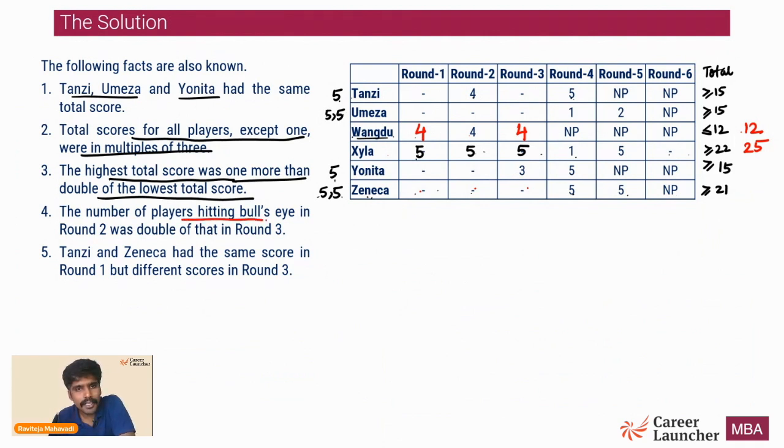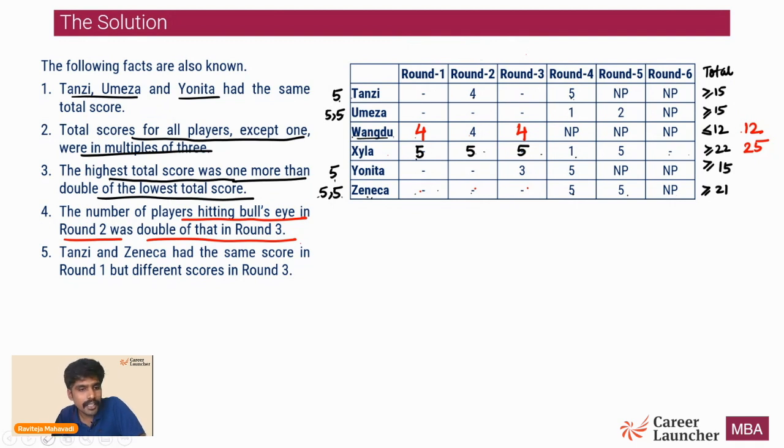The number of players hitting bullseye in round 2 was double that of the number of players in round 3. Let us say there was one bullseye in round 3, then there will be two bullseyes in round 2. 2 plus 1 is 3. We know that we require a total of 9 bullseye shots. That means you should have 6 bullseye shots in round 1, which is impossible because W doesn't have a 5. So it is not possible.